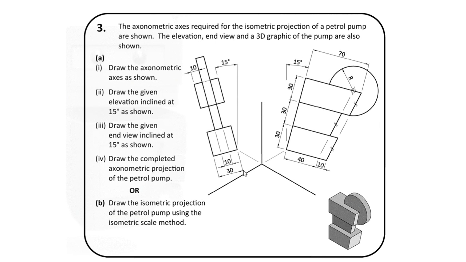Part 2 then is to draw the given elevation inclined to 15 degrees as shown. Part 3, draw the given end view inclined to 15 degrees as shown. So basically drawing these two views in here. And then part 4, draw the completed axonometric projection of the petrol pump. So basically what we see here in 3D is going to fit into this corner here, almost like the corner of a room.